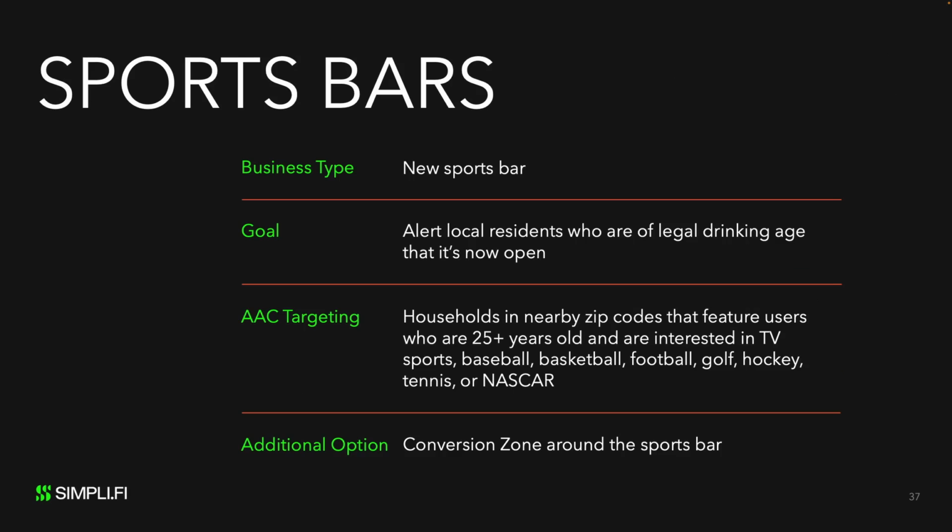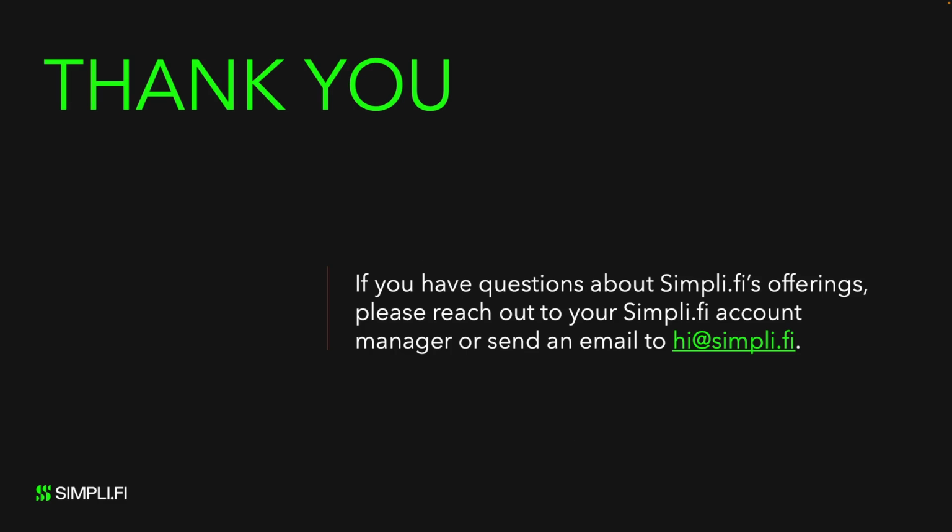And finally, how about a brand new sports bar that's wanting to target people who are old enough to drink and like all the things that they show on their 17 big screen TVs while they serve chicken fingers and nachos? With, of course, a conversion zone around the sports bar to measure the impact of the campaign. I think that's probably enough examples to give you an idea of what you can do with Simplify's addressable geofencing and addressable audience curation technology.